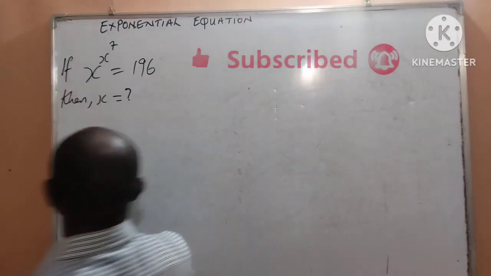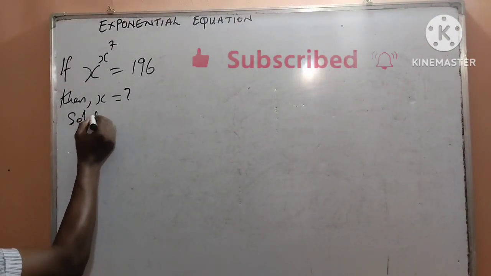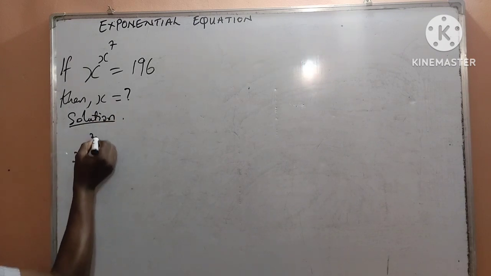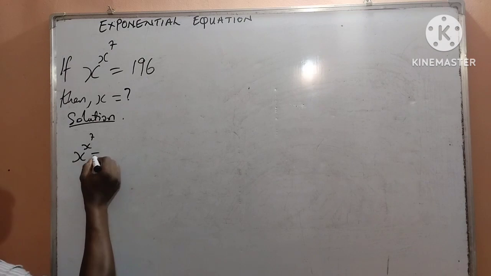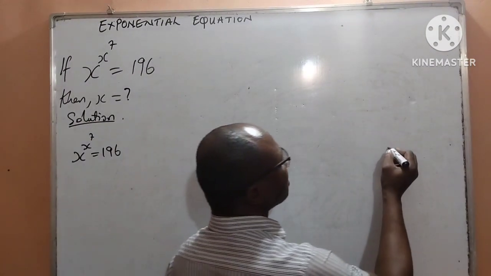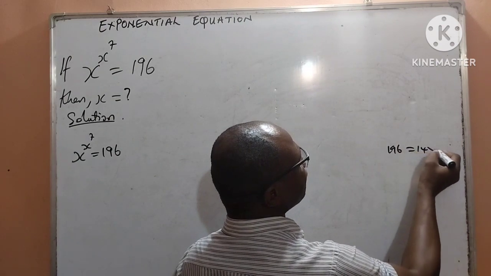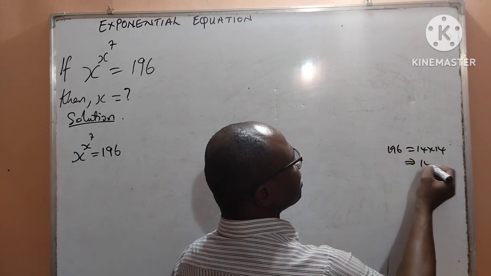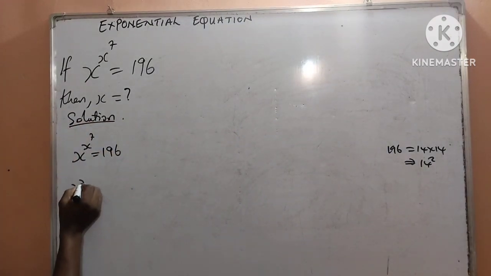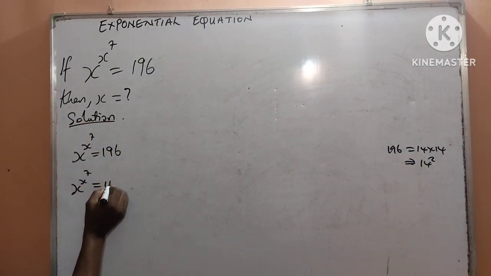Let's solve it. Solution to the question. We are given to solve x raised to the power x raised to the power 7 equal to 196. Let us start from the right hand side. 196 is equal to 14 times 14, so we can write it as 14 raised to the power 2. So I have x raised to the power x raised to the power 7 is equal to 14 raised to the power 2.